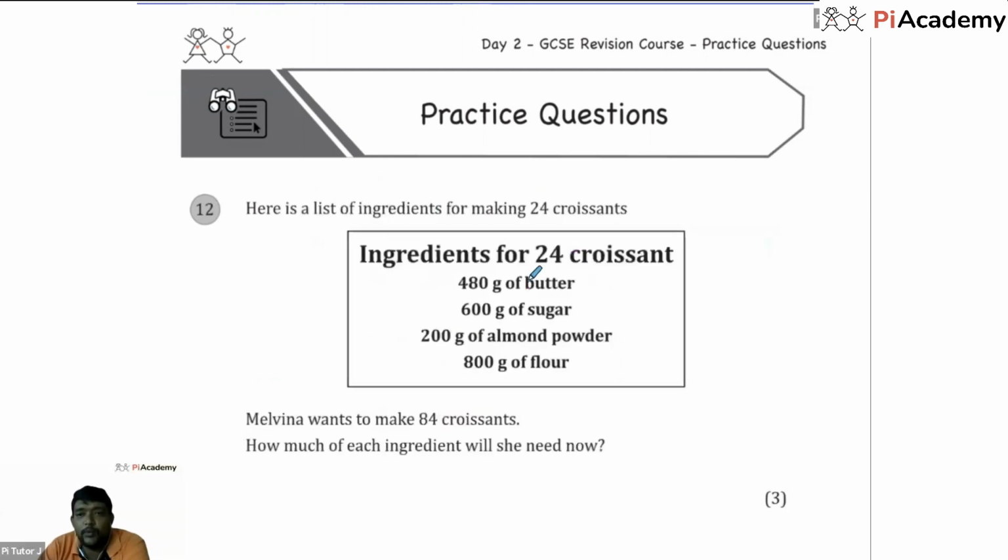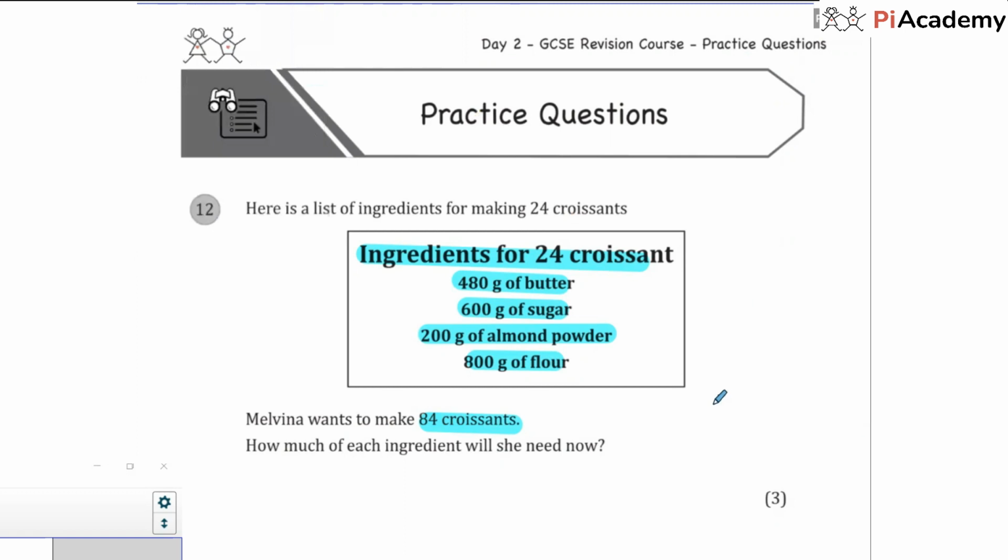Here you go. Ingredients for 24 croissants. How do you pronounce that? Croissant. Okay. So it is 480 grams of butter, 600 grams of sugar, 200 grams of almond powder, and 800 grams of flour. Melvina wants to make 84 croissants. How much of each ingredient will she need? You need to finish this in 45 seconds.